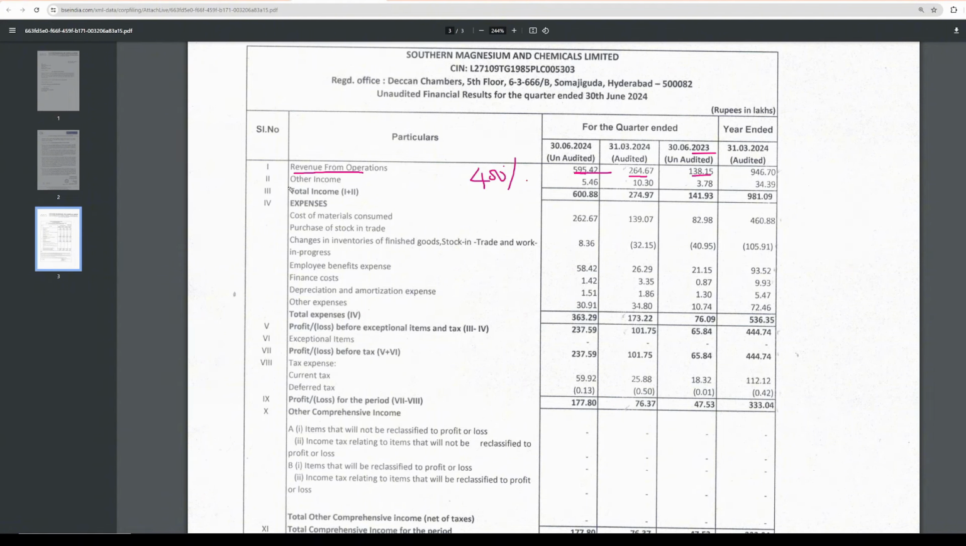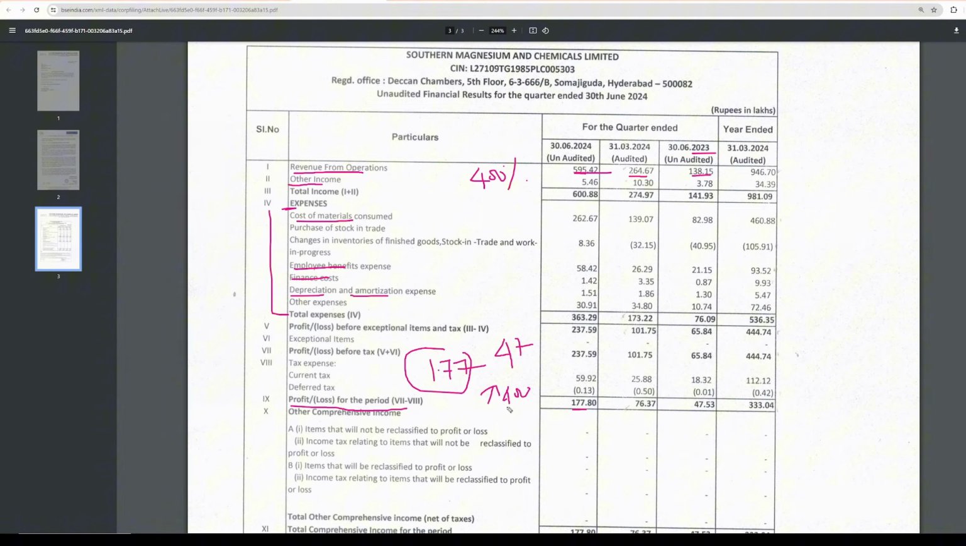And after all the adjustments, you see the cost of materials, employee benefits, finance expense, amortization, depreciation, these are all the adjustments. After all the adjustments, the bottom line of the income statement is called the net profits. The net profit for this quarter has been 1.77 crores. This is the best result in the company's history. QOQ, previous quarter, for 2023, the company has only produced 47 lakhs. Today, it has gone up by 4% again.